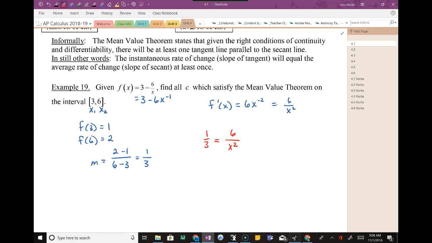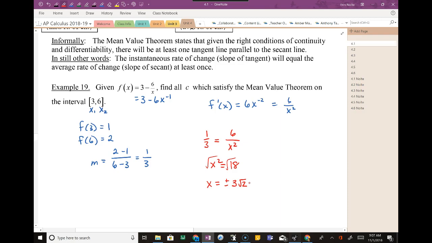Cross multiply. So I get x squared equals what? 6 times 3 is 18. I take the square root of 18. Let's see, what perfect square goes into 18? 9. So 9 times 2, and the square root of 9 is 3. So 3 square root of 2, and we have a plus or minus.